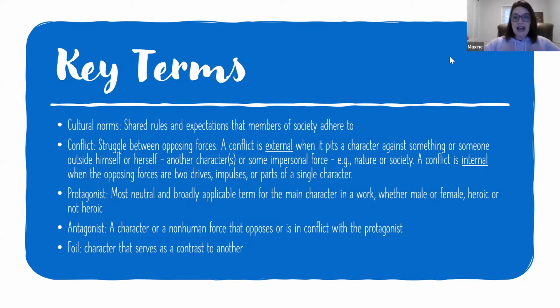And then an antagonist: I don't know if you've been taught that the antagonist is the bad guy. I don't think it has to be the bad guy. I think it's just the force that opposes the protagonist. So that doesn't necessarily have to be even a person. That could be a non-human force. And then a foil is a character that serves as a contrast to another character.